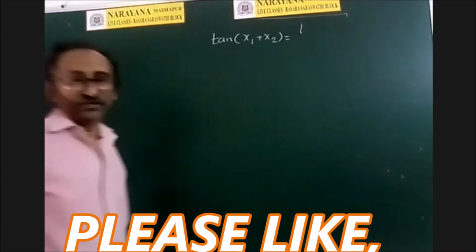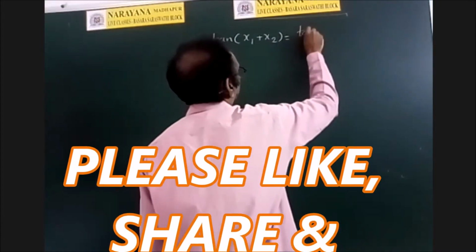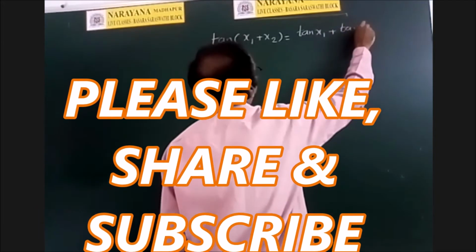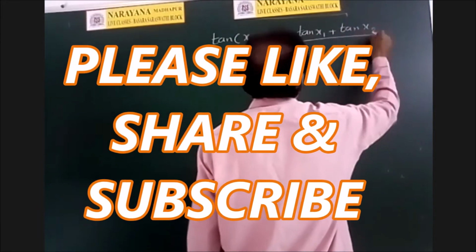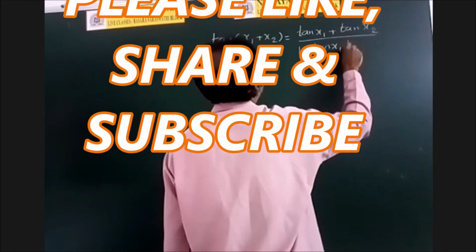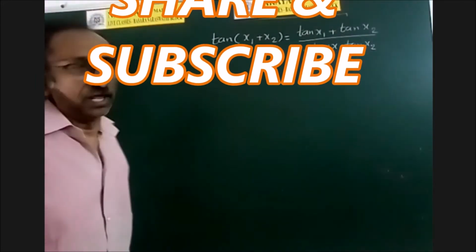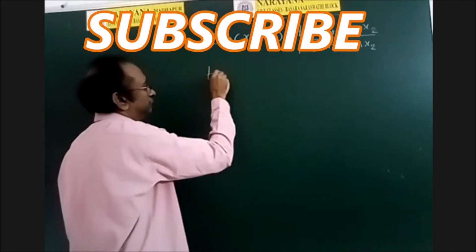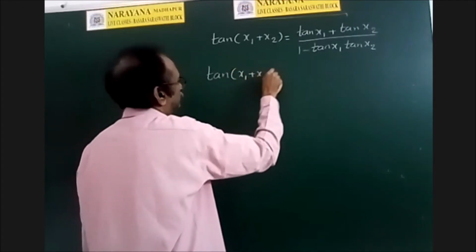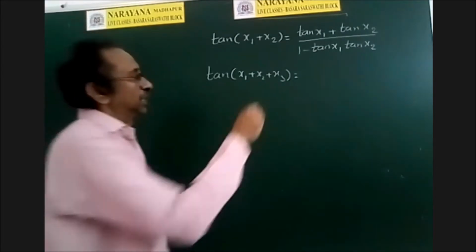I think there is some disturbance. It is clear now. So tan of x1 plus x2 equals tan x1 plus tan x2 by 1 minus tan x1 into tan x2. You know that formula. Similarly, tan of x1 plus x2 plus x3, you know this formula also.